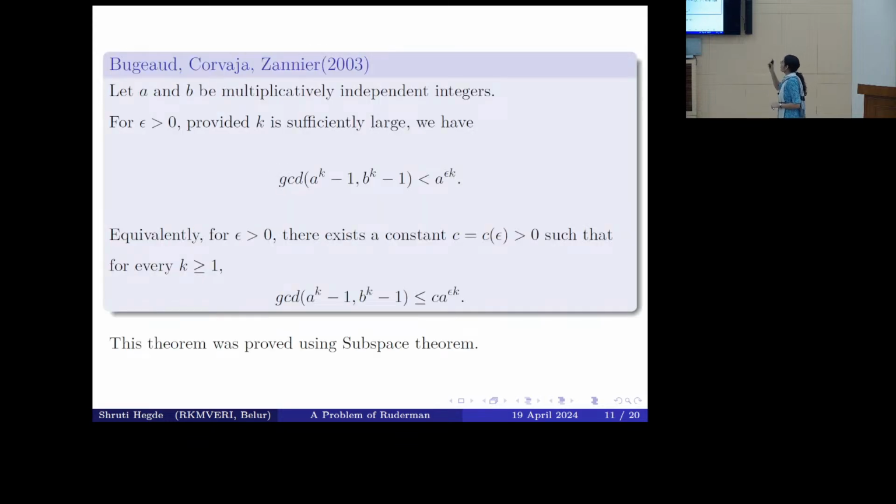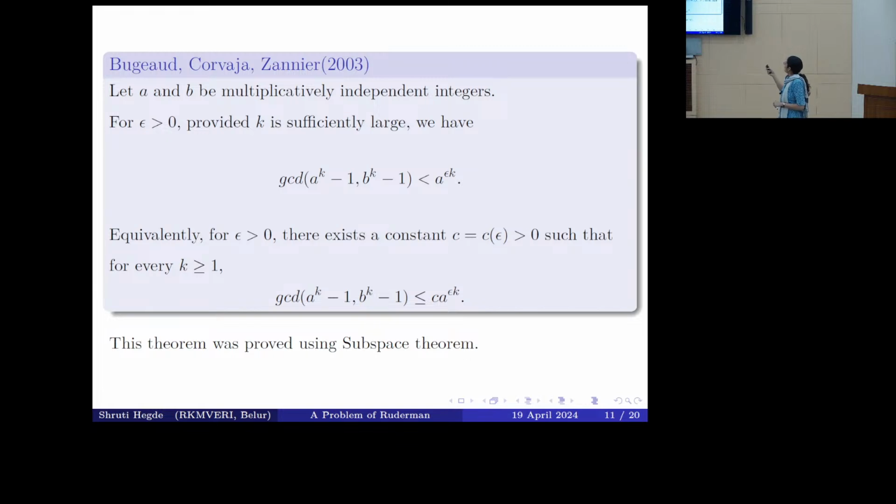So this is the result that we assume. It was proved by Bugeaud, Corvaja and Zannier. And the statement goes like this. If A and B are multiplicatively independent integers, we can assume A and B are co-prime also. Then for given epsilon greater than 0, for sufficiently large k, the GCD of A power k minus 1 and B power k minus 1 is less than A power epsilon k. Or equivalently, the statement that we used, right? There exists a constant such that this is happening.